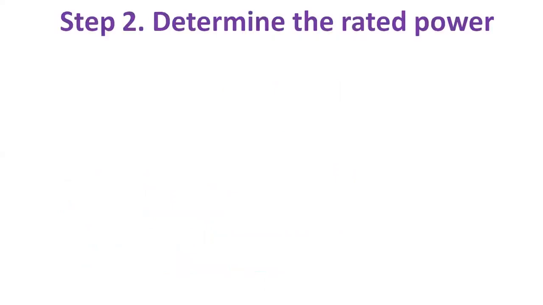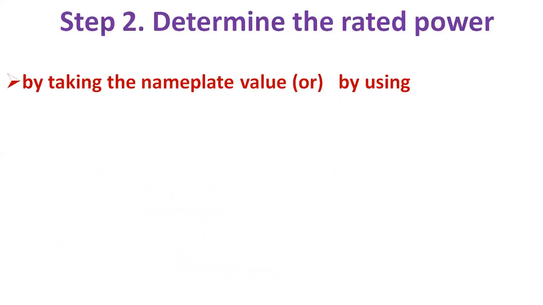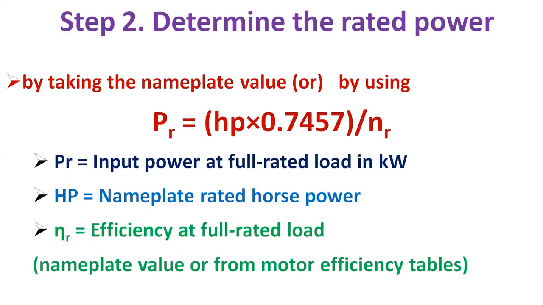Then step 2 is to determine the rated power by taking the nameplate value or by using the following equation. Rated power is equal to HP × 0.7457 divided by efficiency, where PR is the input power at full load in kilowatt, HP is the nameplate rated horsepower, and ηR is the efficiency at full rated load. Nameplate values are from motor efficiency tables.